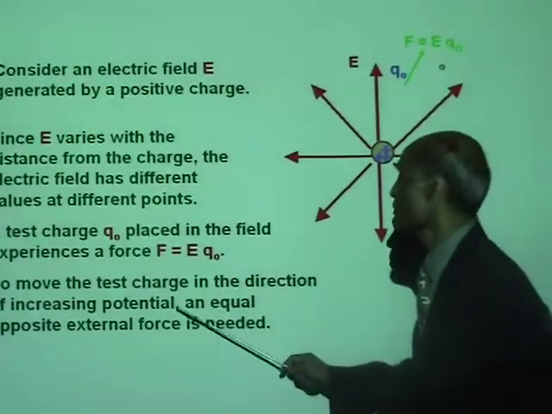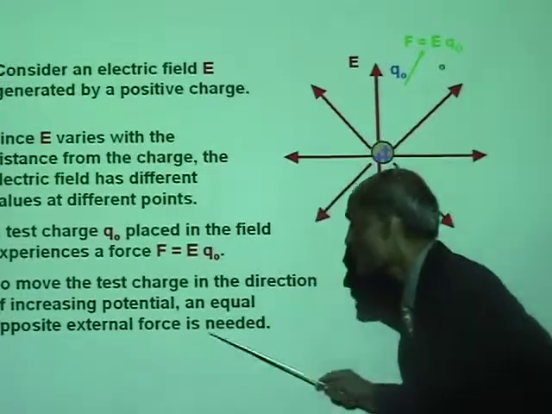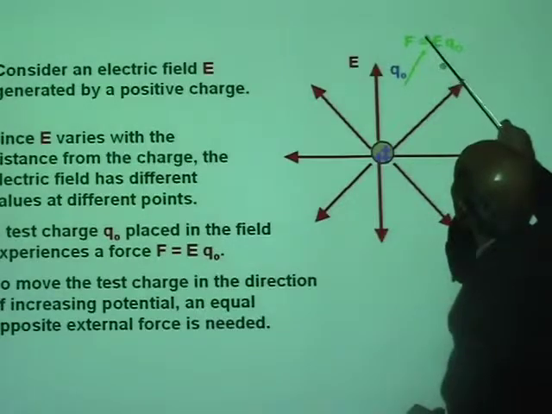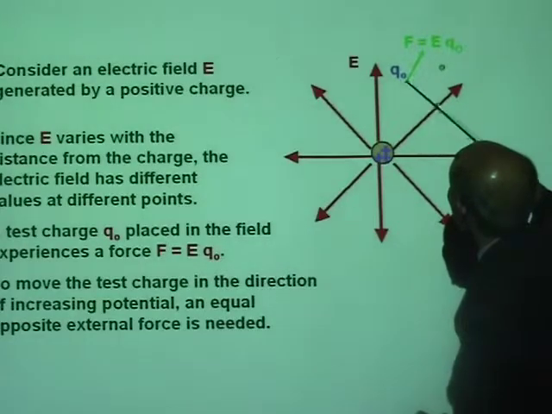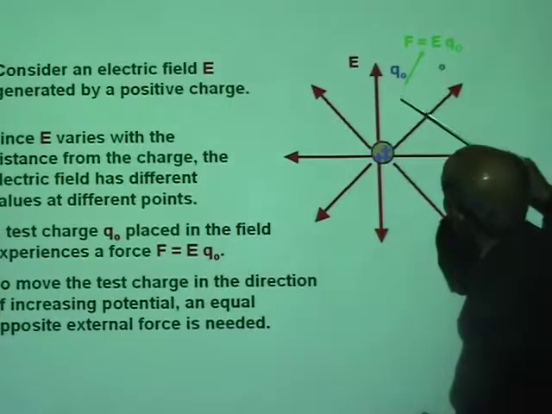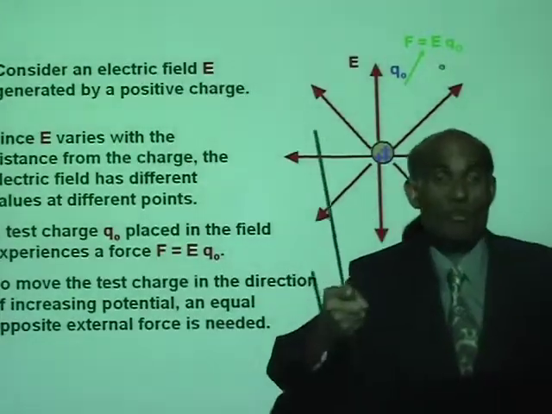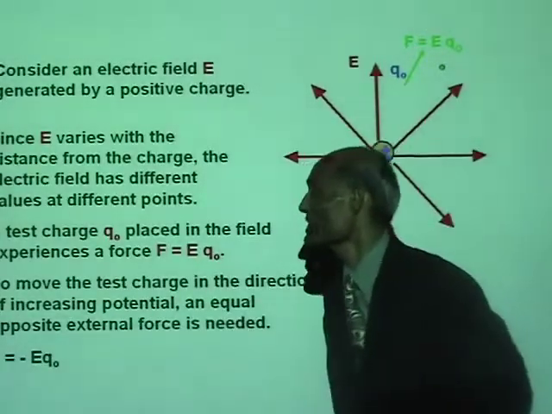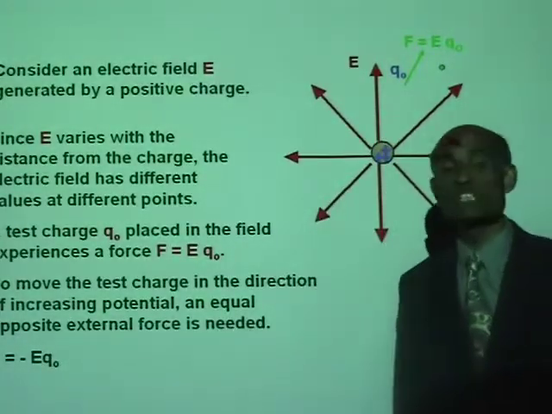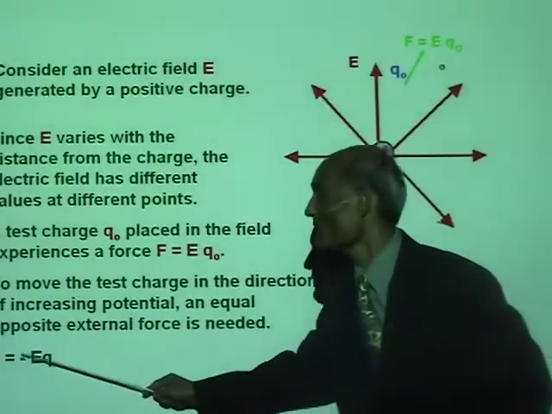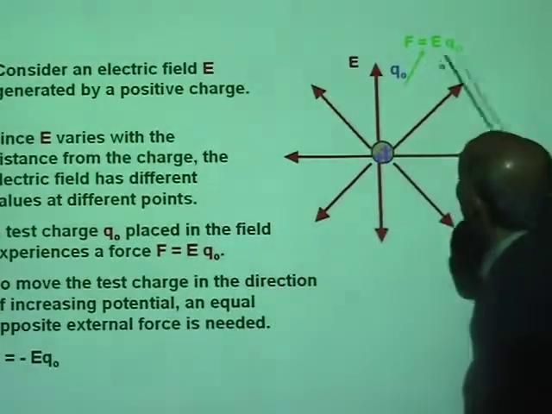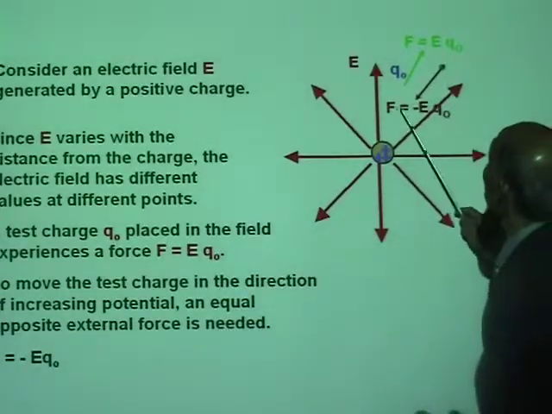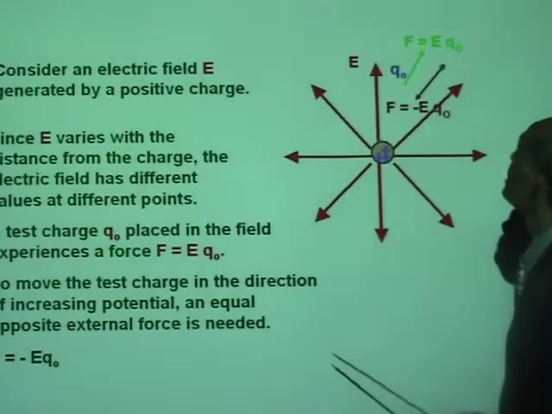The external force, an equal and opposite external force, is needed. If this is the force experienced by the electric charge when placed there, in order to move it in the opposite direction, an external force needs to do work on it. And that is given by F equal to negative EQ0. That will be the work done by the external force to move it in the opposite direction. There you are. That is F equal to negative EQ0.